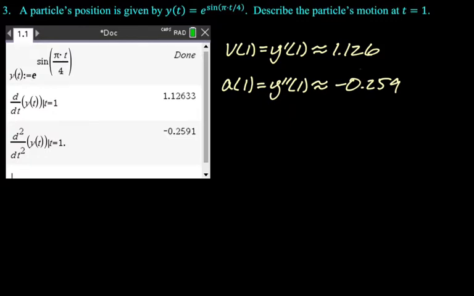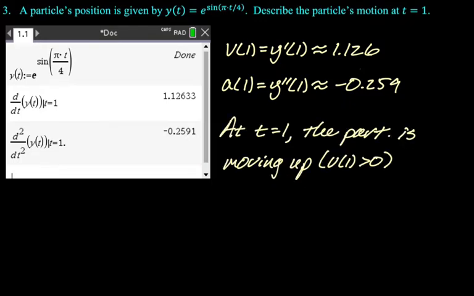And now I need to make a statement. So velocity is positive. And in this case, since it's y, if velocity is positive, you're moving up. If velocity is negative, you're moving down. So in this case, you're definitely moving up. So I'm going to say that at t equals 1, the particle is moving up, and in parentheses, I put because v of 1 is greater than 0. And now velocity and acceleration have opposite signs. So the speed of the particle is decreasing. So you're moving up, but your speed is decreasing.